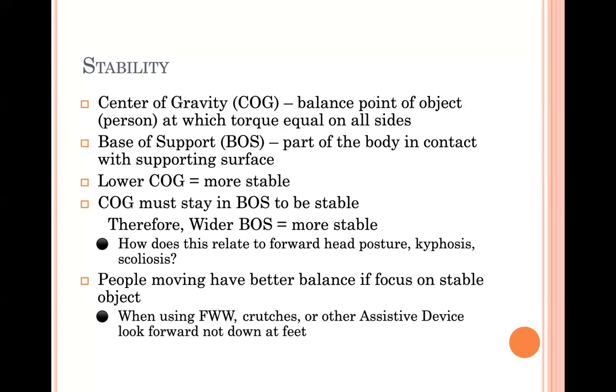Also remember, people moving have better balance if focus is on a stable object. So think of when using a front wheeled walker, crutches, or another assistive device, we're not asking the patient to look down at their feet. We're really encouraging them to look forward. I will tell you that most of your patients will want to look down at their feet to see where they're going. But if we can encourage them to look up, there would be an increase in balance.